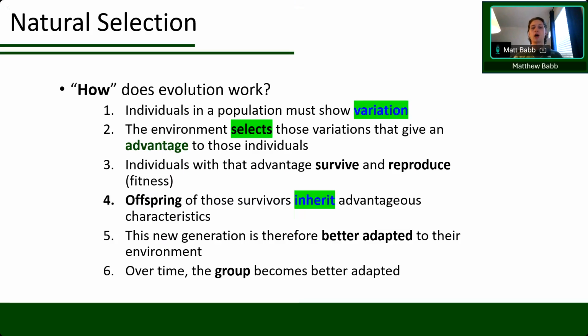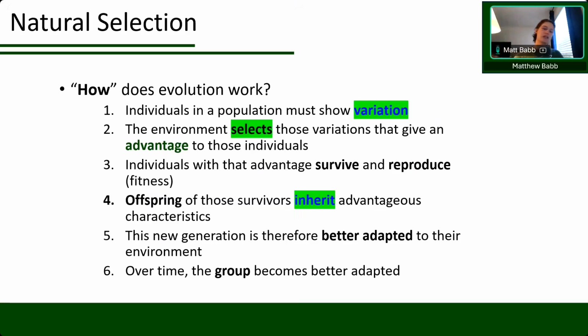And then step 3, individuals that now have the advantageous variation will survive and reproduce more than those that do not have that trait, which then moves us on to step 4. The offspring of those that survive better will inherit those advantageous characteristics. Step 5, the new generation is then better adapted to their environment. And lastly, the group overall will become better adapted. And then step 6, over time, over generations and generations, you get a runaway on this trait that results in evolution.